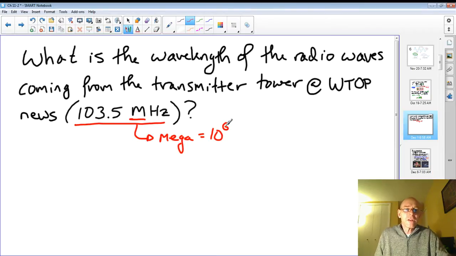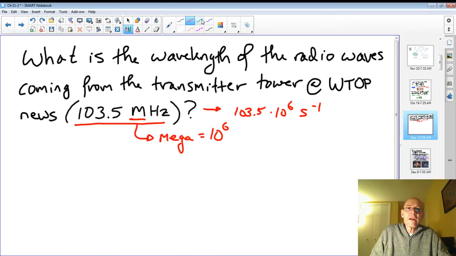Okay, so this is really saying 103.5 times 10 to the 6th, or times a million cycles per second. I'm going to write it like this, or hertz. It is a very long wavelength of light. So what is the wavelength? How long is it if we know that frequency?